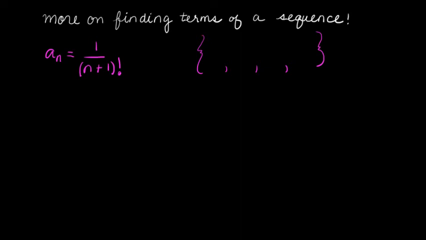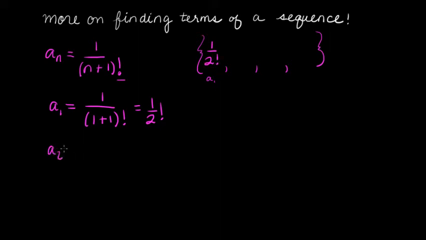Today we're going to do more examples on finding terms of a sequence. So our given problem is a sub n equals 1 over n plus 1 factorial. We're going to go ahead and pretend like that factorial is not there for the first portion of this problem. Let's go ahead and find our first one, which is a sub 1. So we have a sub 1 equals, wherever I see n, I'm going to plug in a 1. 1 plus 1 factorial will give me 1 over 2 factorial. That is going to be our first term for now.